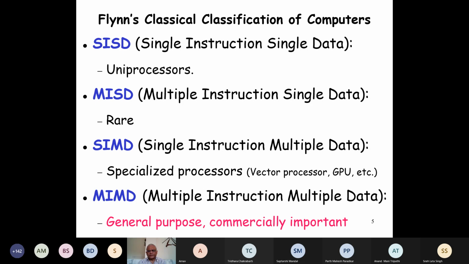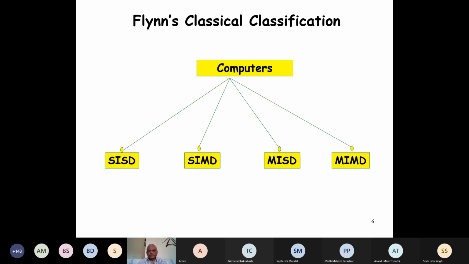But once upon a time, these SIMD computers were very rare. They were used only in scientific computations. I was talking about Cray computers. They were one of the early vector processors. But nowadays, there are vector processors in every kind of computation. We'll come to that later. So in Flynn's classification, all computers can be SISD, SIMD, MISD, or MIMD. You might hear these terms, so I'm just telling it here.